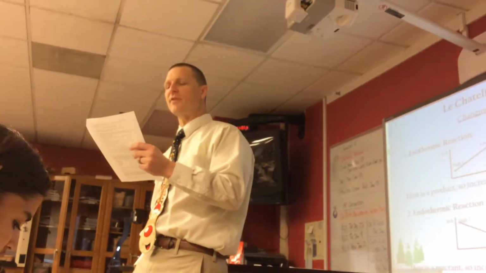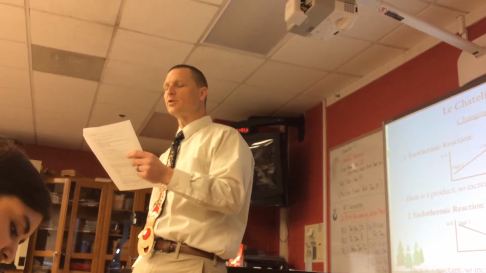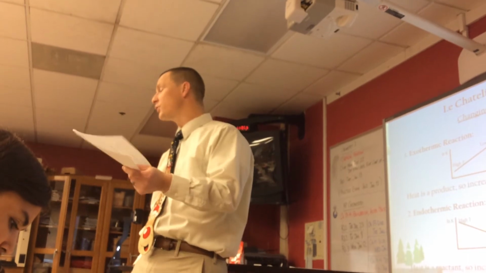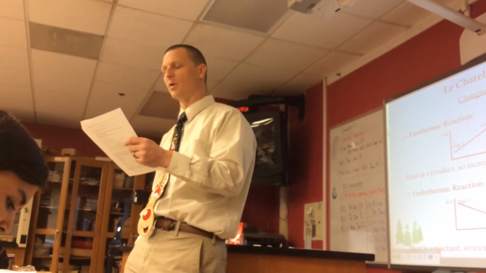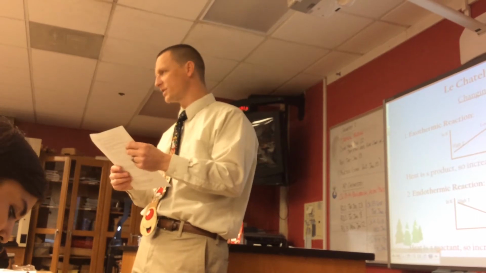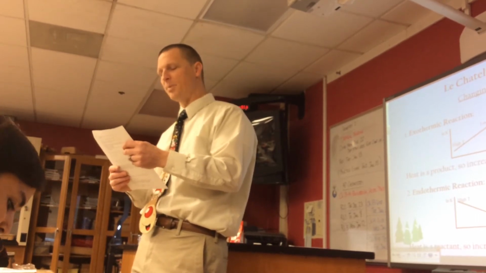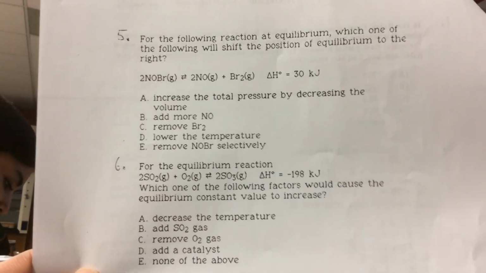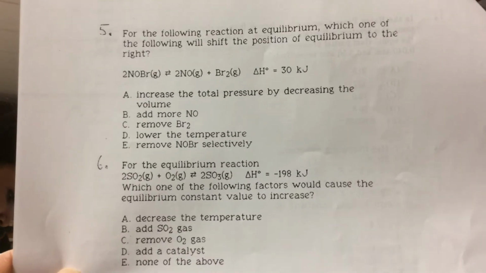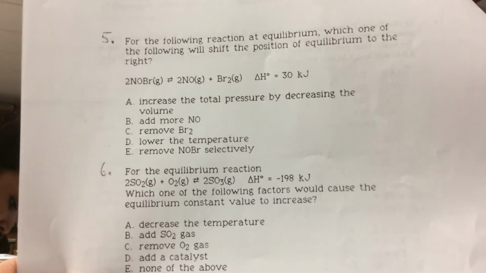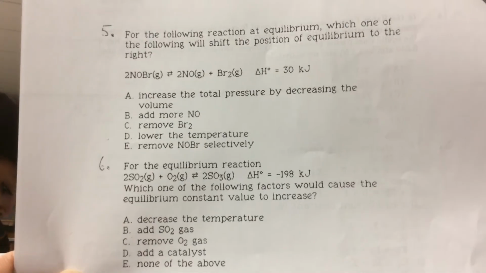But number 5A, if you decrease the volume, it's going to increase the pressure, so it's going to go toward the side with fewer moles of gas. That's to the left. So A would not shift it to the right, it's going to shift it to the left. B, adding more NO, that's going to make it product heavy, shifts it to the left. C, remove Br2. That removes a product, so the reaction is going to shift to make more. That's our answer.